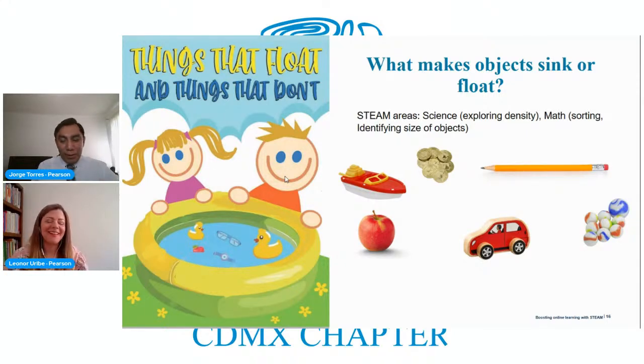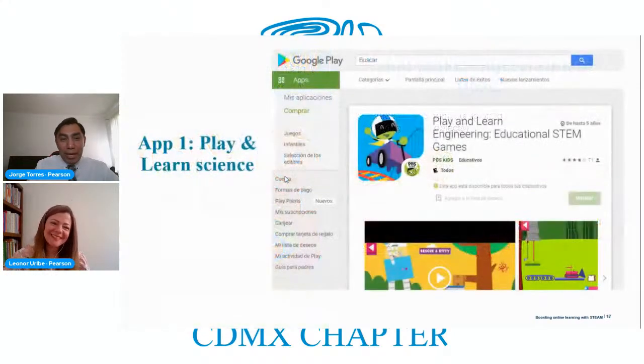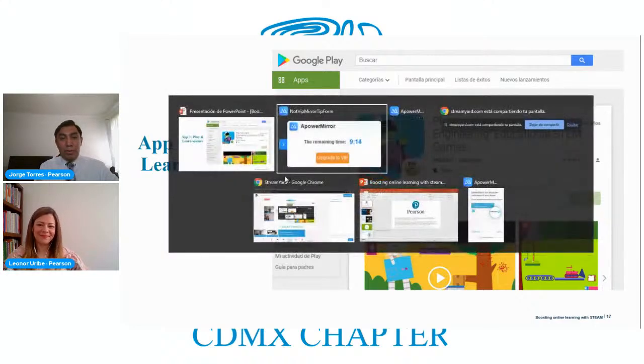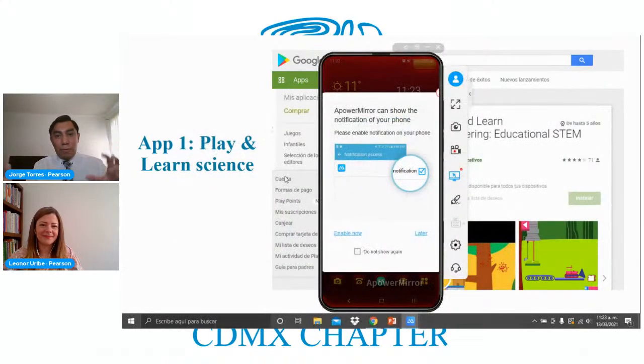Okay, so the first application, we are going to see only apps. The first one is called Play and Learn Engineering Educational STEM Games. This is how it will look if you look for the app in the Play Store on Google, or in the App Store on iOS. This is the name of the application, and I'm using software to mirror my cell phone.